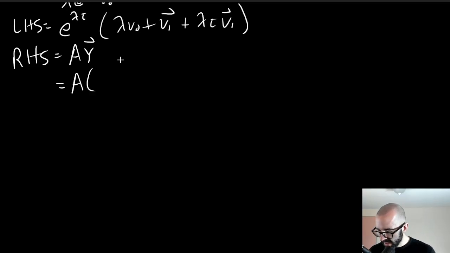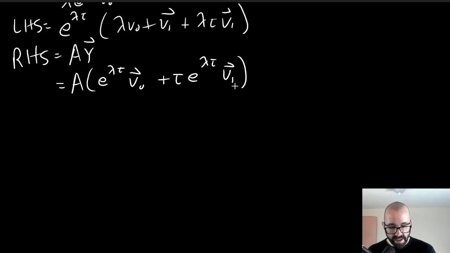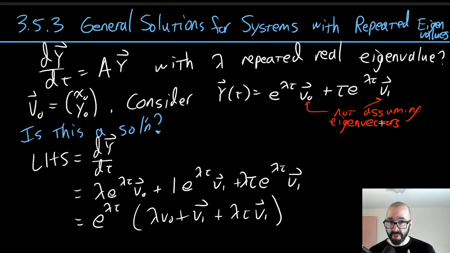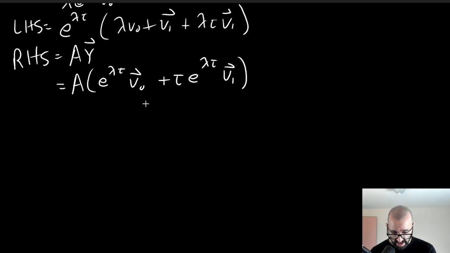So let's write that down. Okay, so y is going to be e to the lambda t times v naught, our initial condition, plus t e to the lambda t times v1. And again, be very careful. We're not assuming we have any eigenvectors here. If we had eigenvectors, that'd be really nice because A times the eigenvector is the same as lambda times the eigenvector. And that would sure be really nice to have right now, but we don't. I want the left-hand side and the right-hand side to be the same because I want this to be a solution. This is our y. I want y to be a solution.